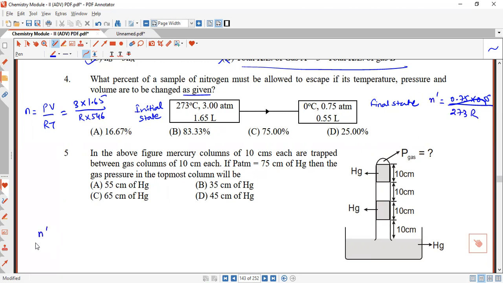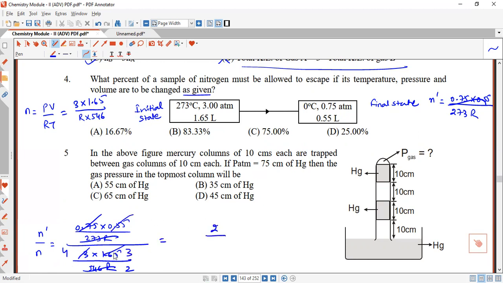Let's say we want to build a relationship between N and N dash. So what we can write is we can divide. That is 0.75 into 0.55 divided by 273 R, and then 3 into 1.65 divided by 546 R. Okay, so this is going to cut 2 times, this is going to cut 4 times, going to cut 3 times. So 2 is going to go up, 3 into 4 is 12. So that is 1 by 6. So N dash is nothing but 1 by 6 N.